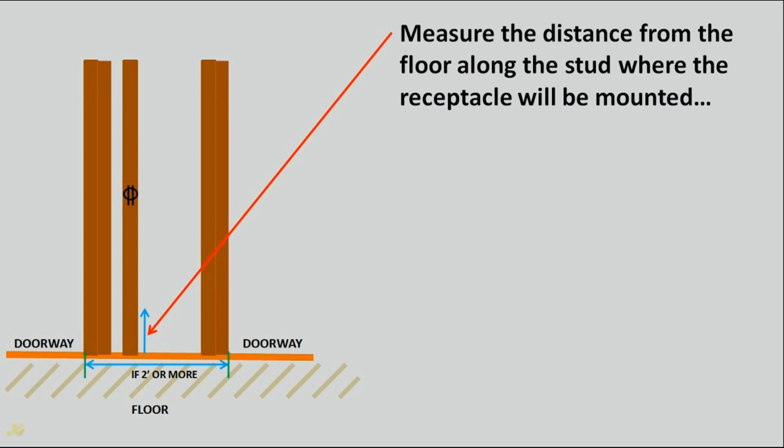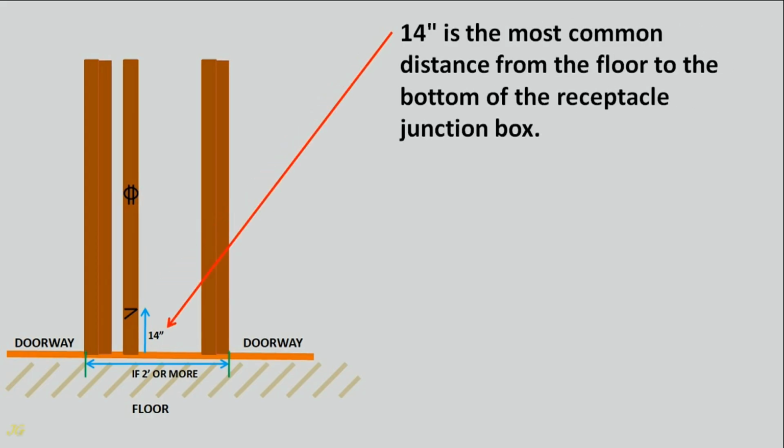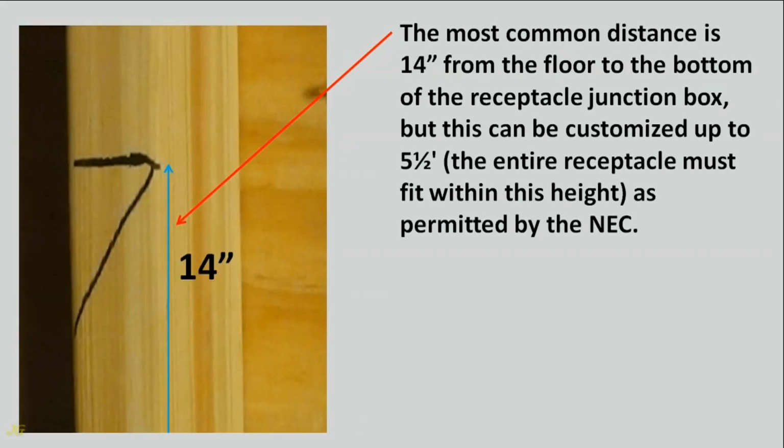Measure the distance from the floor along the stud where the receptacle will be mounted, and mark the bottom of the receptacle junction box on this stud at the selected height. 14 inches is the most common distance from the floor to the bottom of the receptacle junction box. Repeat this step for each receptacle junction box in all locations. The most common distance is 14 inches from the floor to the bottom of the receptacle junction box, but this can be customized up to 5.5 feet. The entire receptacle must fit within this height, as permitted by the NEC.